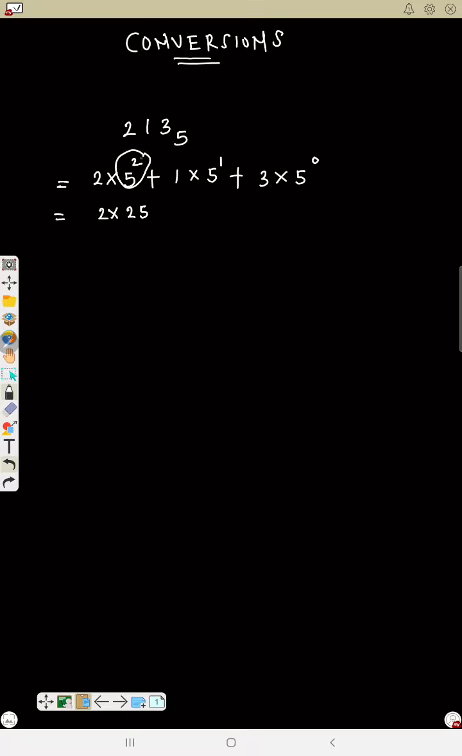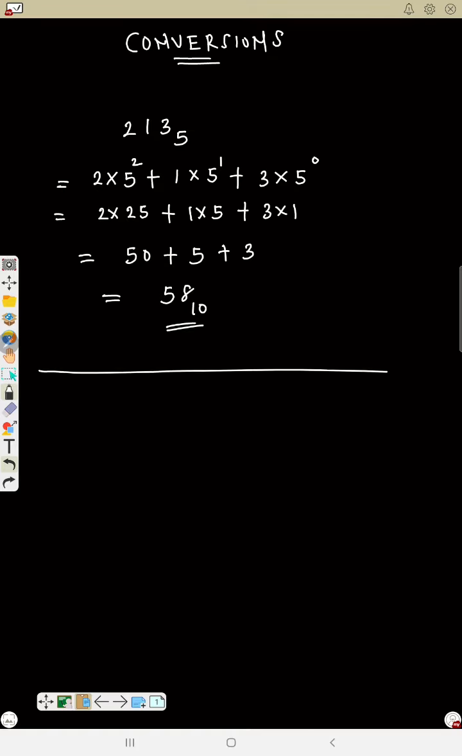So now this will be 2 times 25. Why 25? Because 5 times 5 is 25. Plus 1 times 5. Then plus 3 times 1, because any number raised to power 0 is 1. 2 times 25, that is 50. 1 times 5, that is 5. 3 times 1, that's 3. So everything if you add, you get 58 base 10.